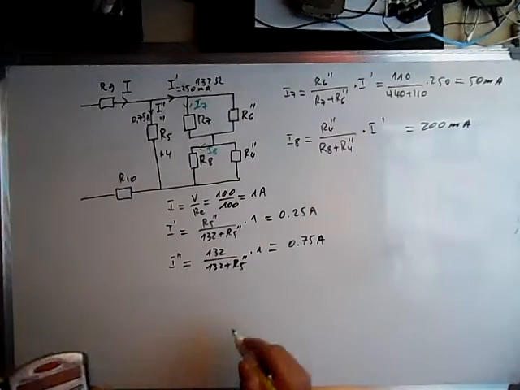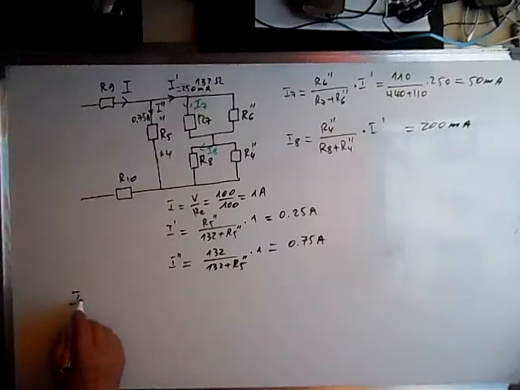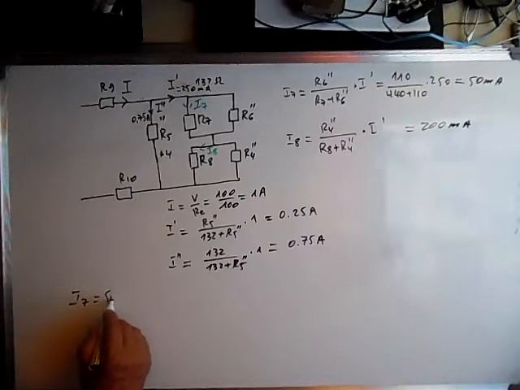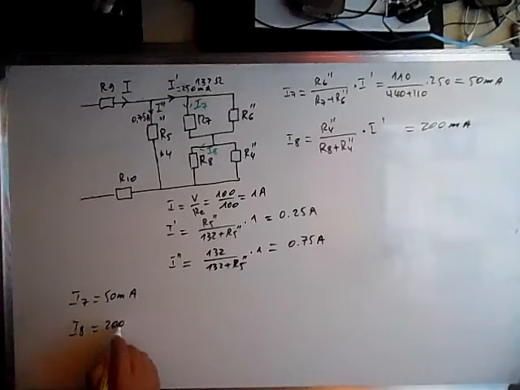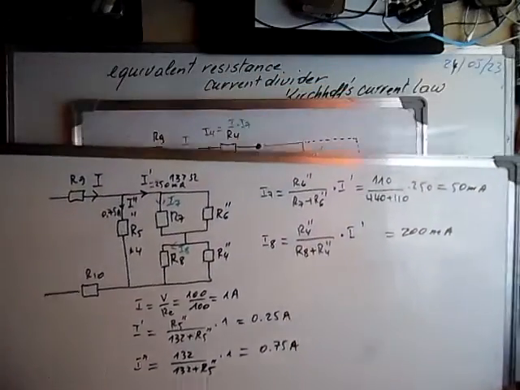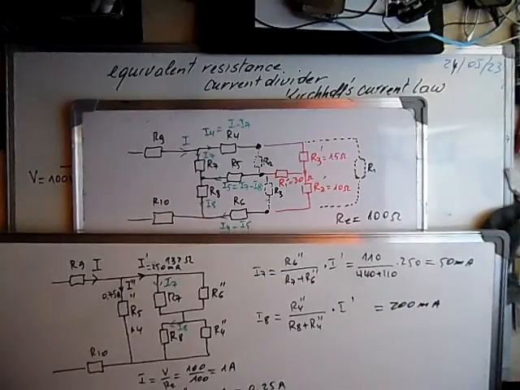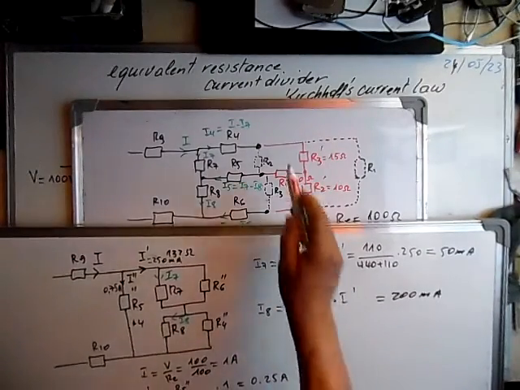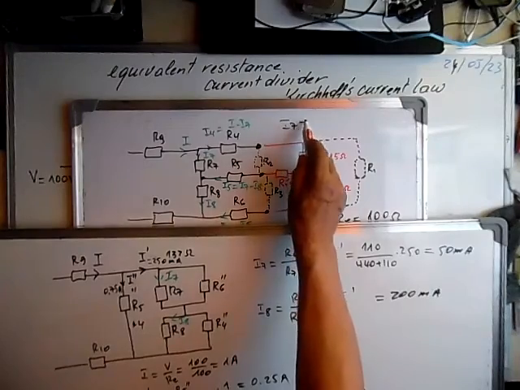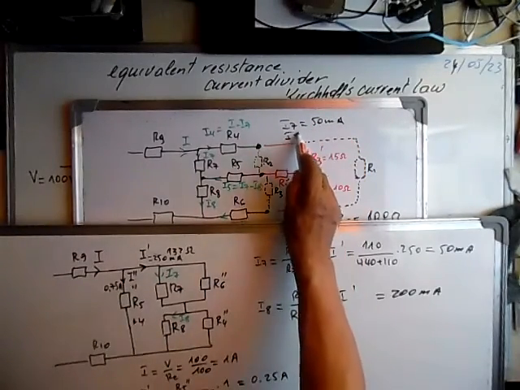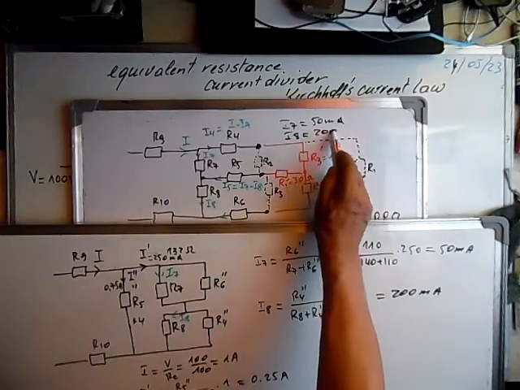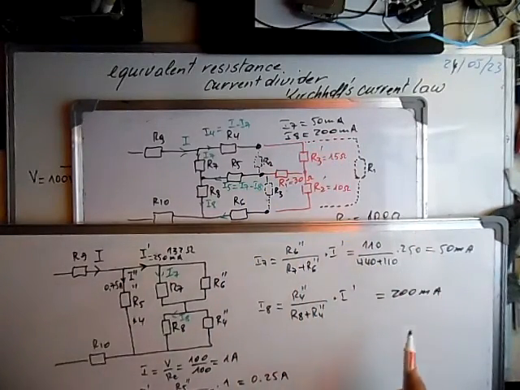So I have calculated I7, it's 50 milliamp, I8 is 200 milliamp. We can calculate now here from this circuit. I write down the result. I7 is 50 milliamp, I8 is 200 milliamp. The main current is okay.